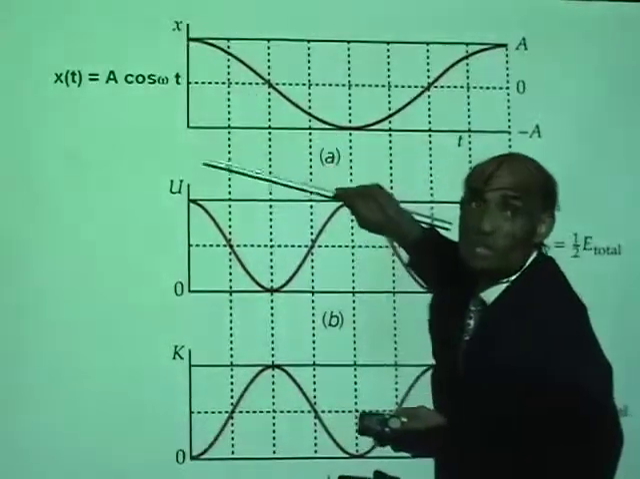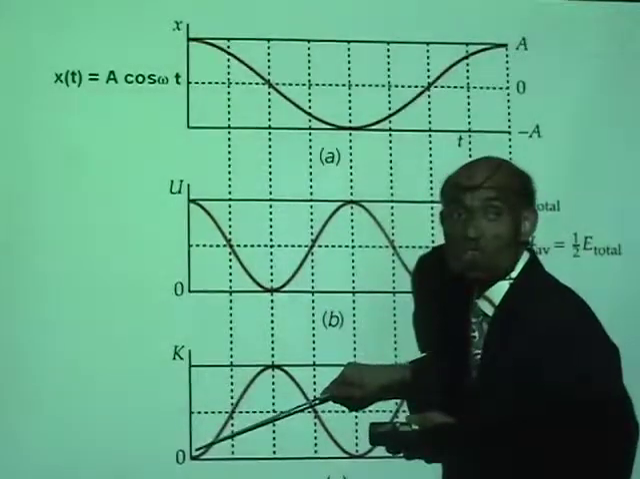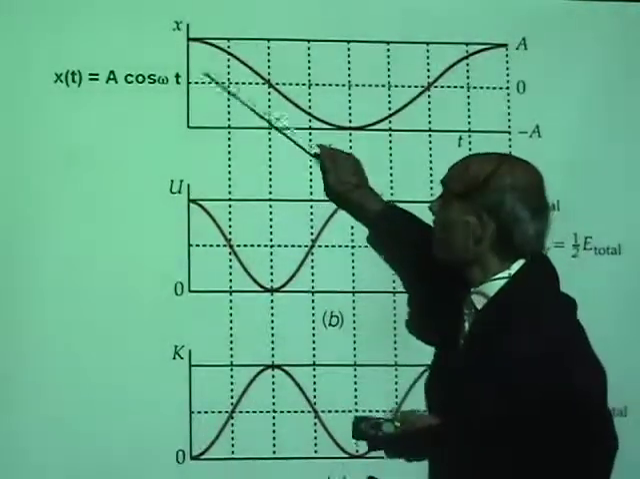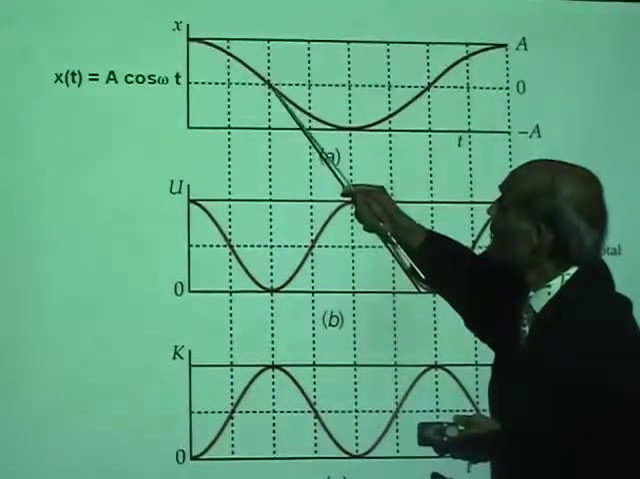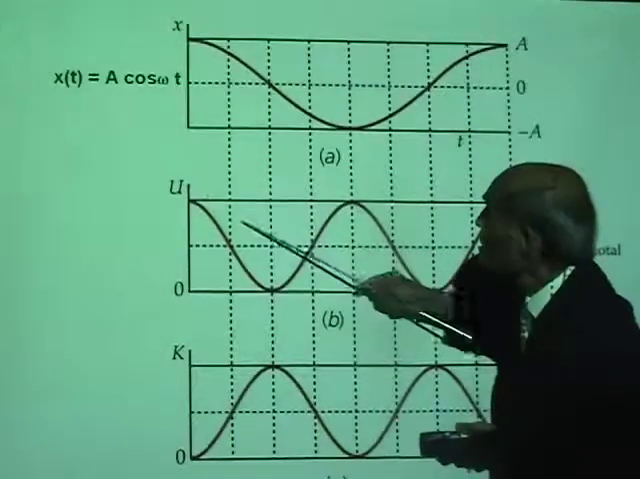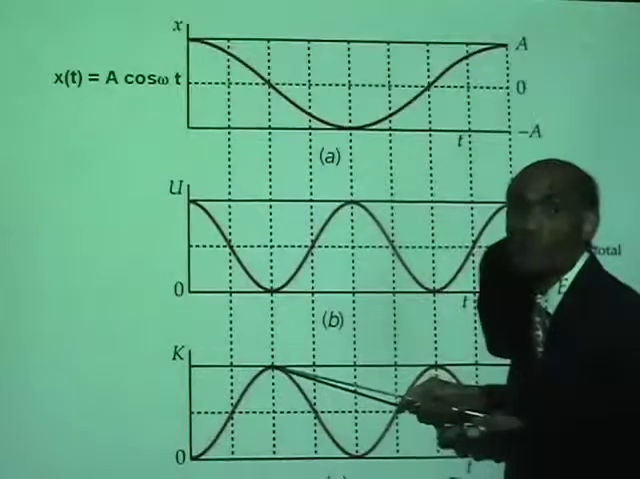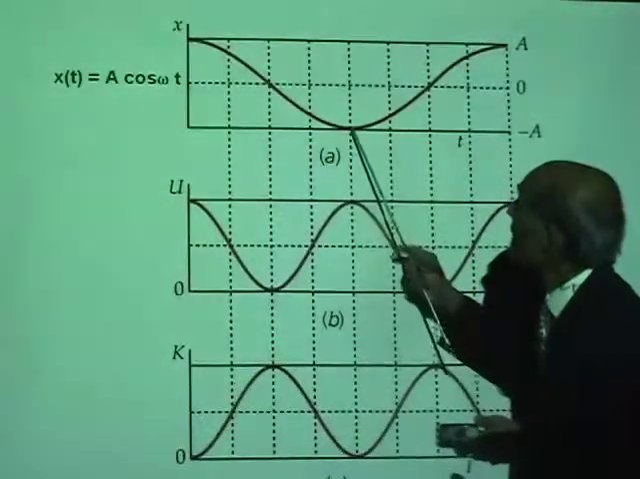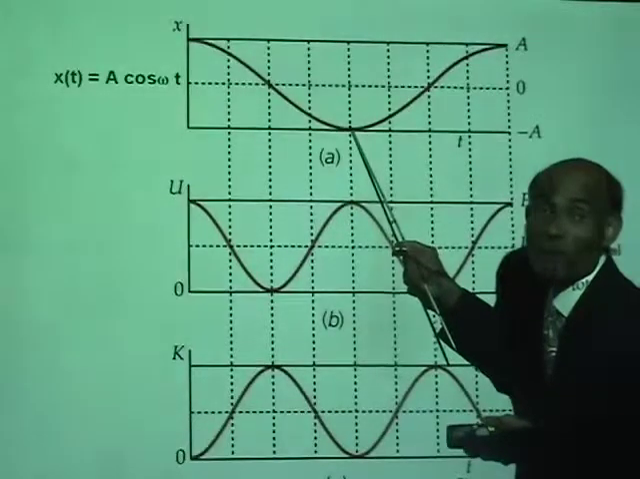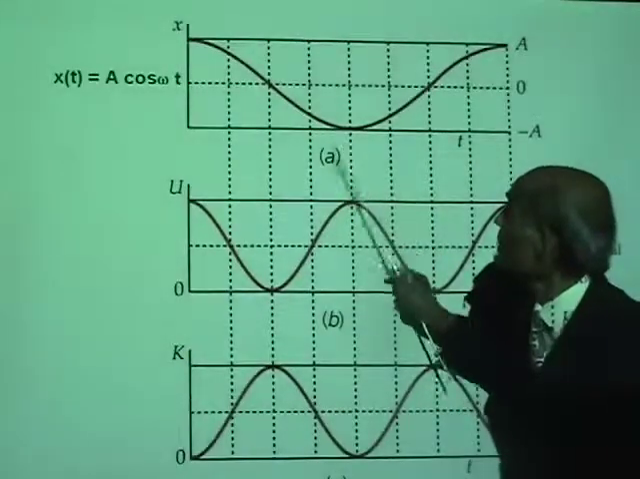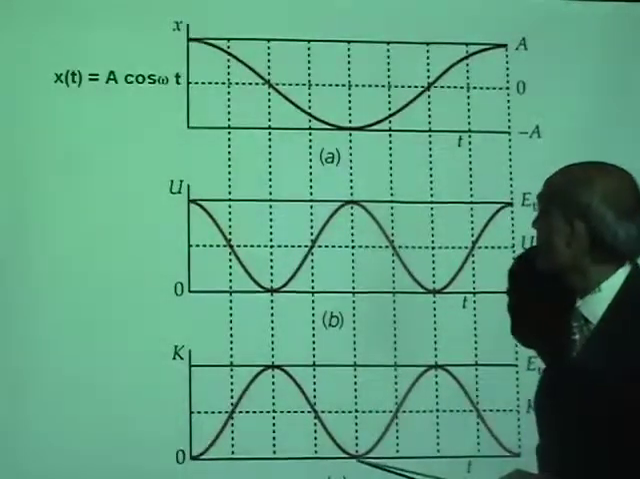Okay, when x is maximum, look at the potential energy. Potential energy is maximum, kinetic energy is 0. There you are. Now, when x is 0, look at this here. When x is 0, potential energy is 0, kinetic energy is maximum. When x is at the other extreme, at the negative maximum, potential energy is maximum, kinetic energy is 0.